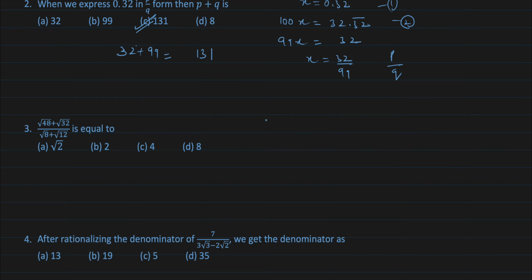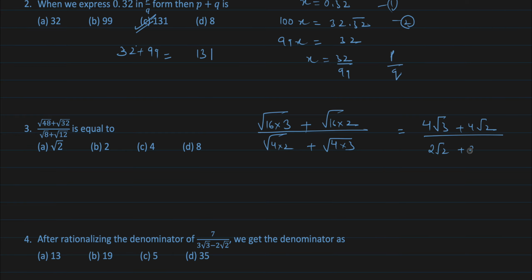Now moving to question number 3, root 48 plus root 32 over root 8 plus root 12. Root 48 is 16 into 3. Root 32 is 16 into 2. I'm just simplifying it. Root 8 is 4 into 2 and root 12 is 4 into 3. So root 16 can be simplified as 4. So 4 root 3 plus 4 root 2 by 2 root 2 plus 2 root 3. I hope this step is clear, and I'll take 4 common from the numerator. So that's root 3 plus root 2, and 2 common from the denominator, root 2 plus root 3. These two cancel out and 4 by 2 becomes 2. So the simplified version of this is 2. You can solve in other ways also, rationalizing the denominator, but I just simplified the roots over here and took common and did it.